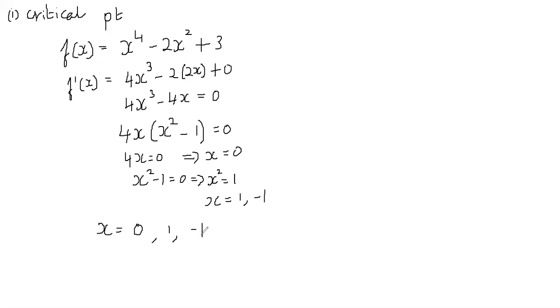We can know this from the equation. We have x cube, so this x cube should have 3 roots. So we have 3 roots, that is 0, 1 and minus 1. These are the critical points. Next we have to find out the increasing or decreasing intervals. So we have 3 values, 0, 1 and minus 1. The next thing we are going to find is the increasing or decreasing interval.